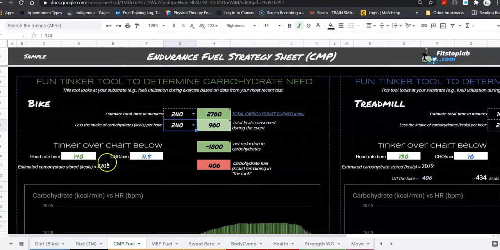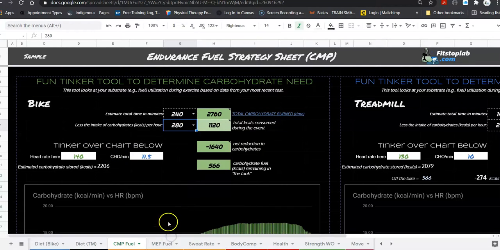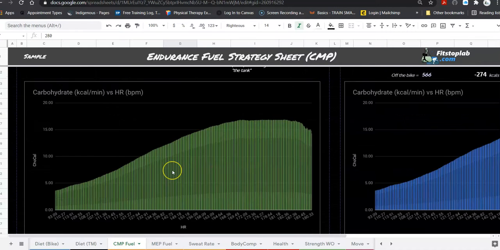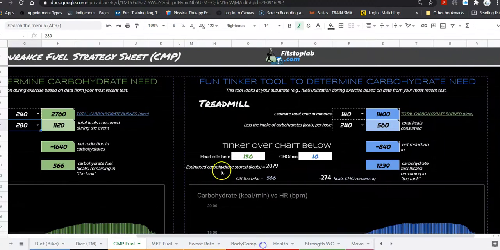We can either lower the intensity if it's a longer event and we want to have fuel. We don't have to take in as much fuel, and that'll help us, or we can try and train our bodies to tolerate maybe a little bit more. So we get 280, now we're above that 500. So again, you can take the CardioMet profile information and tinker around and come up with some scenarios as far as fueling requirements. Same thing with the treadmill.